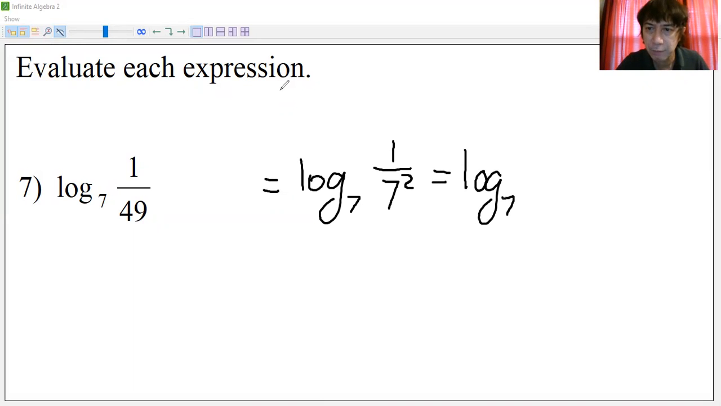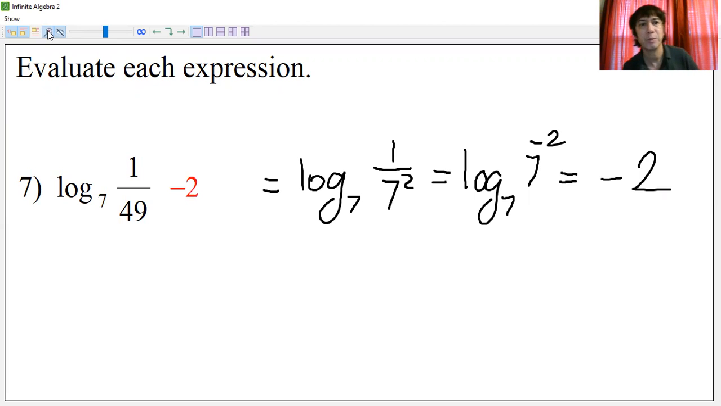Logarithm to the base 7, and then 7 to the negative 2. And we have the answer right now by the same property. And we have the answer negative 2 there. And we can show the answer there. It's negative 2 by the red number you can see on the board and screen. All right. So this will now be for number 7. Let's continue with number 8.